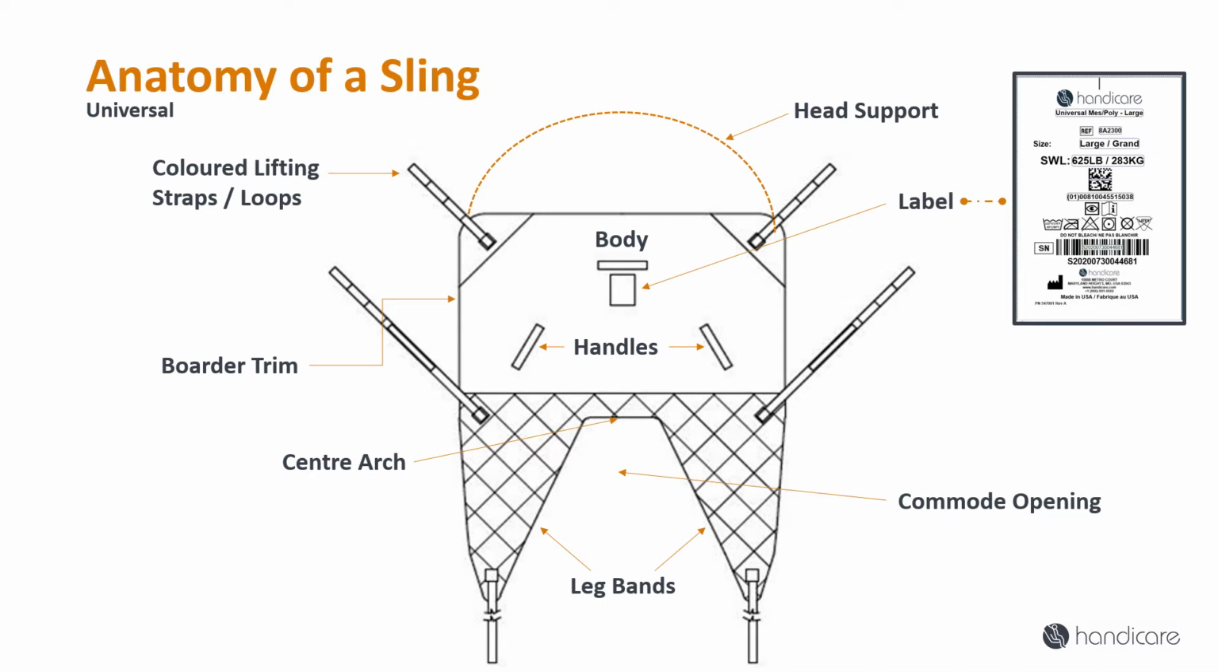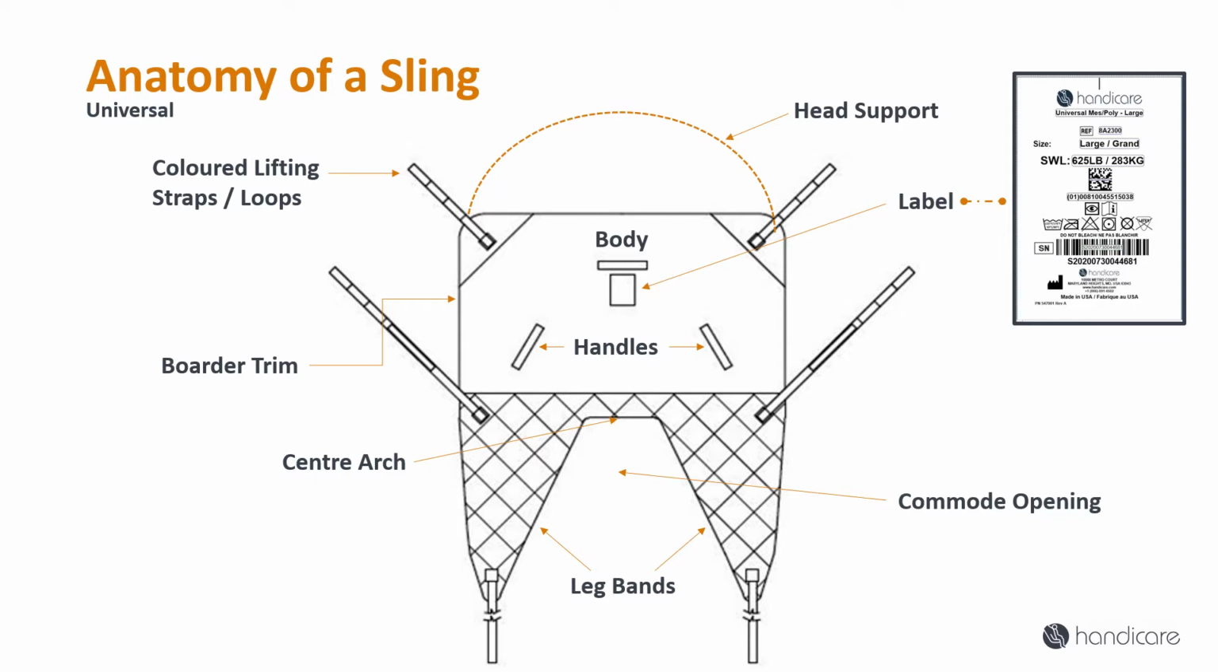Next, understanding the anatomy, the functions and features of the sling will assist with the sling selection process. Here is an example of the anatomy of the universal sling. The universal sling, which is the most commonly used seated transfer sling, is easily identified by its inverted U shape. This sling is available with or without head support.